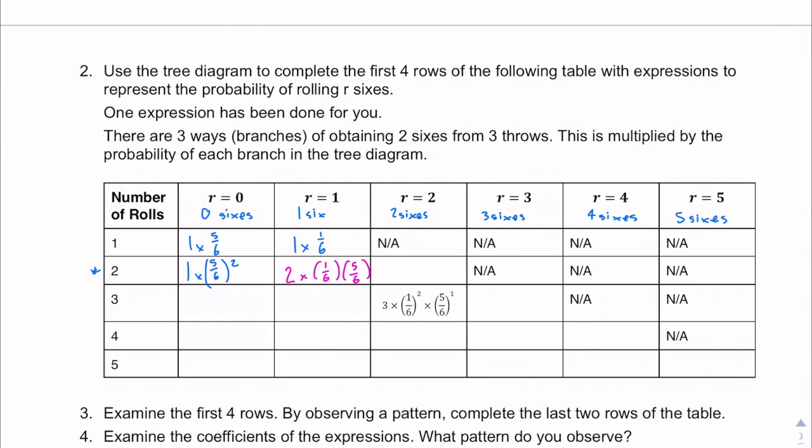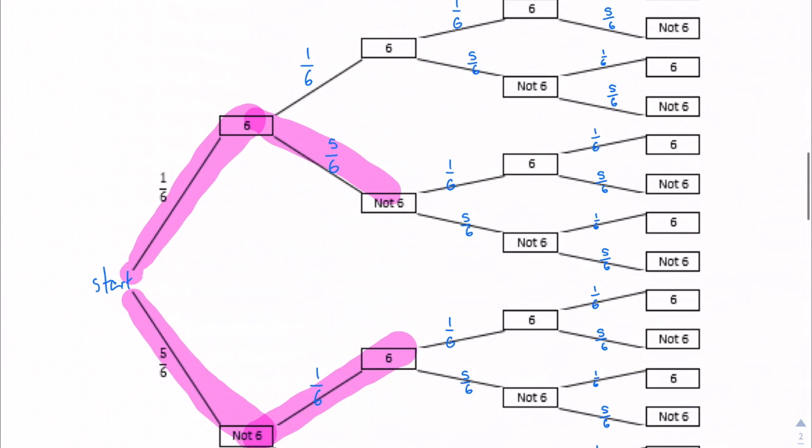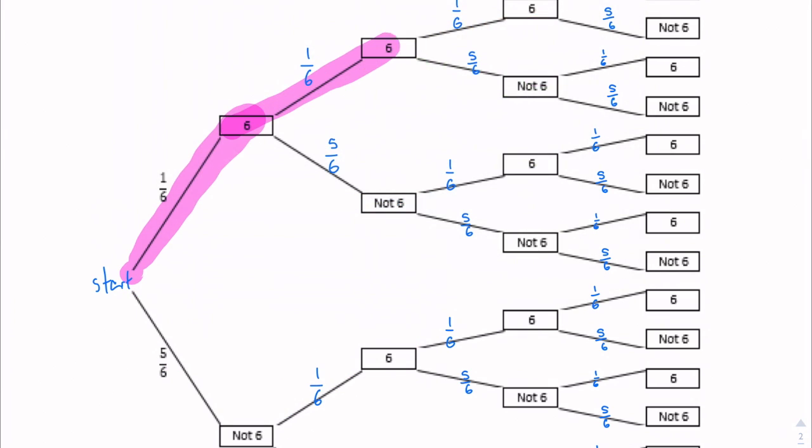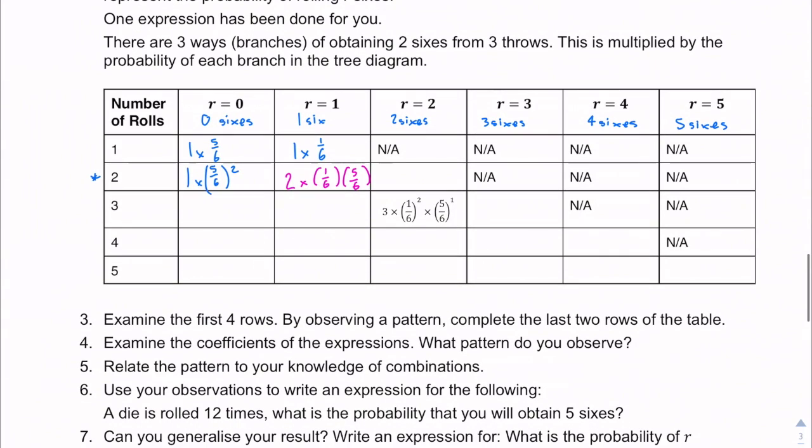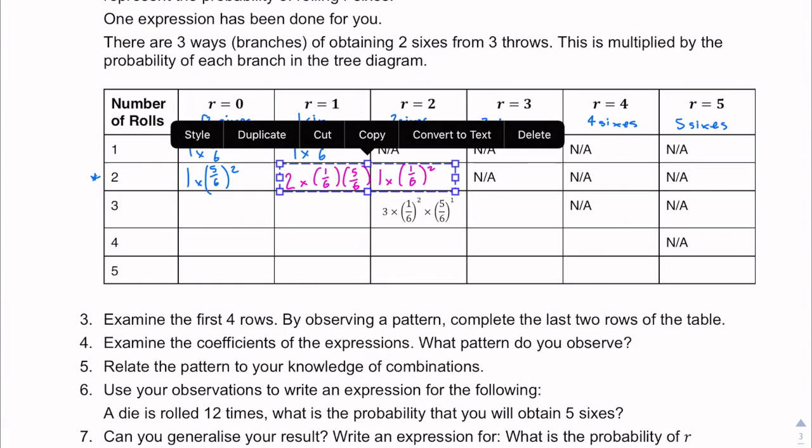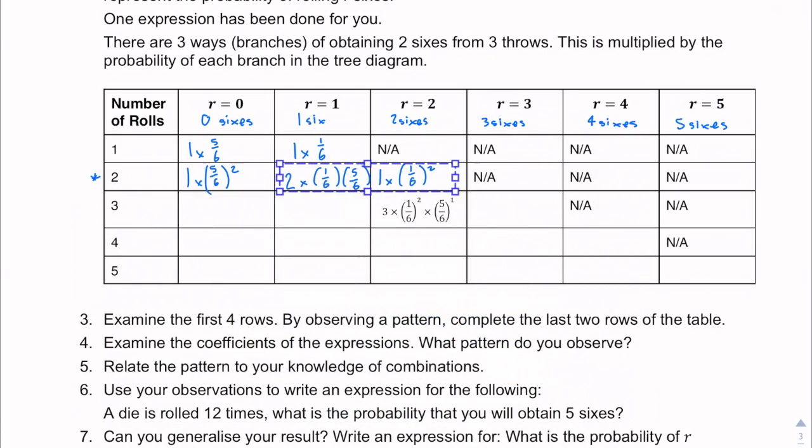Okay, what about the possibility of getting 2 6s? Well, for 2 6s, there was literally only one possibility. It was up this way, so it was 1 times 1/6 times 1/6. I'll make these blue. Now let's have a look at what happens when we roll it 3 times.